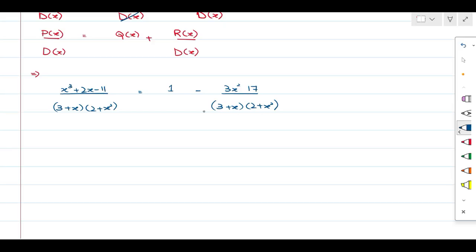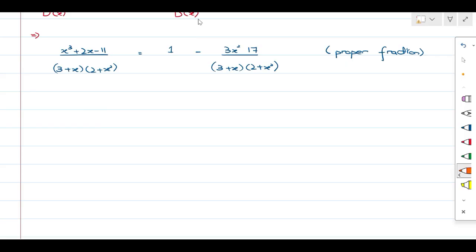You can see the degree of the denominator is 3 and the degree of the numerator is 2. So now this is a proper fraction. Now we can apply a partial fraction on this proper fraction, basically on the left side. We can apply the partial fraction, right? Okay. Now apply partial fraction.